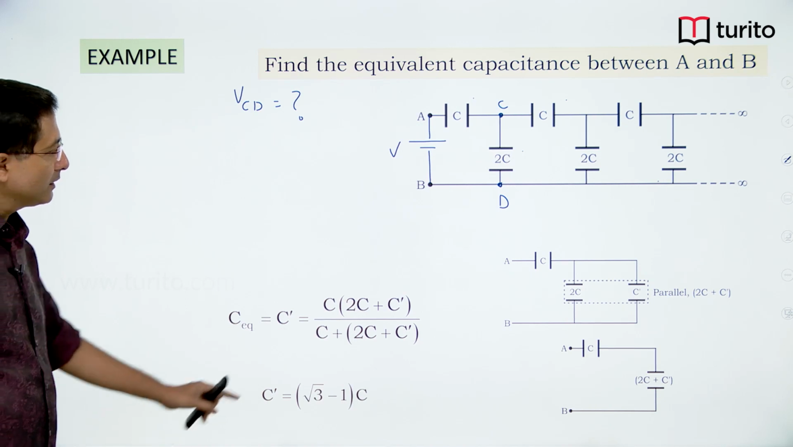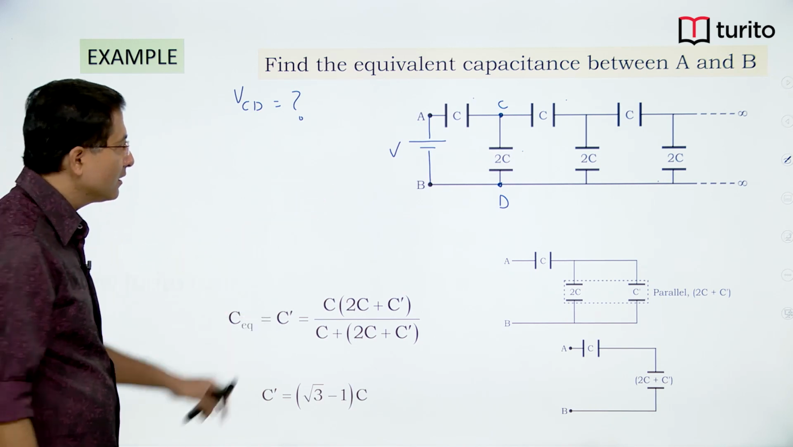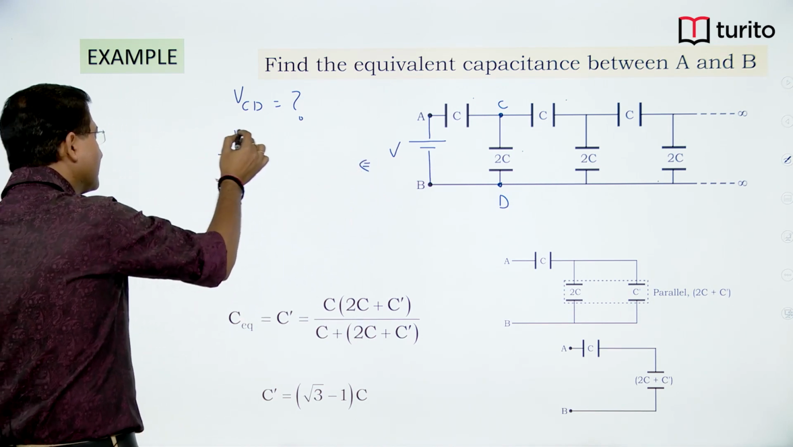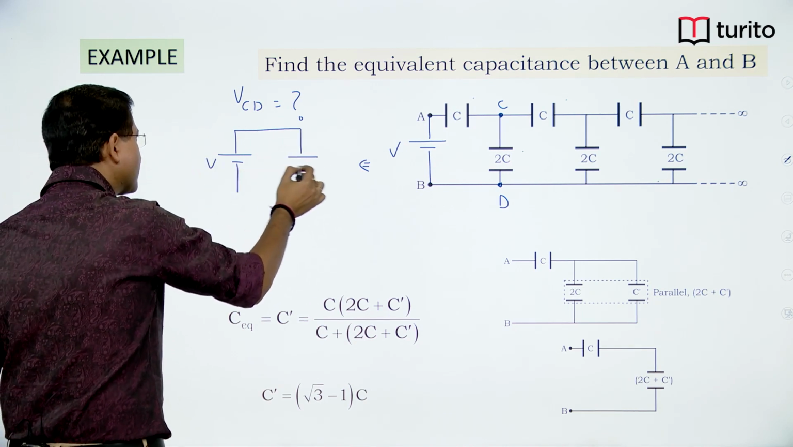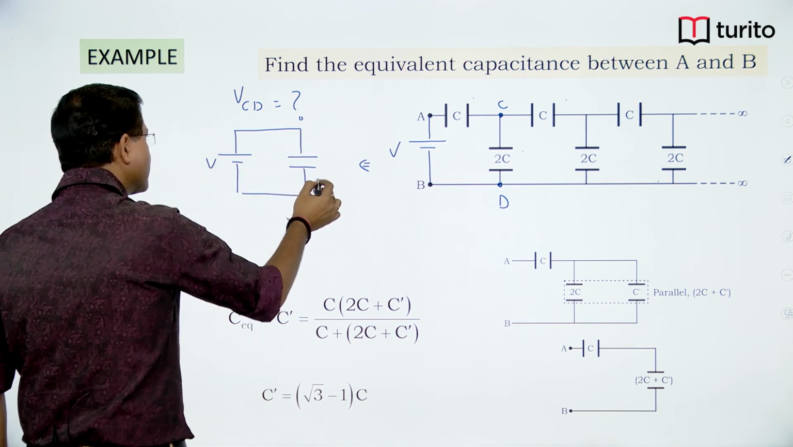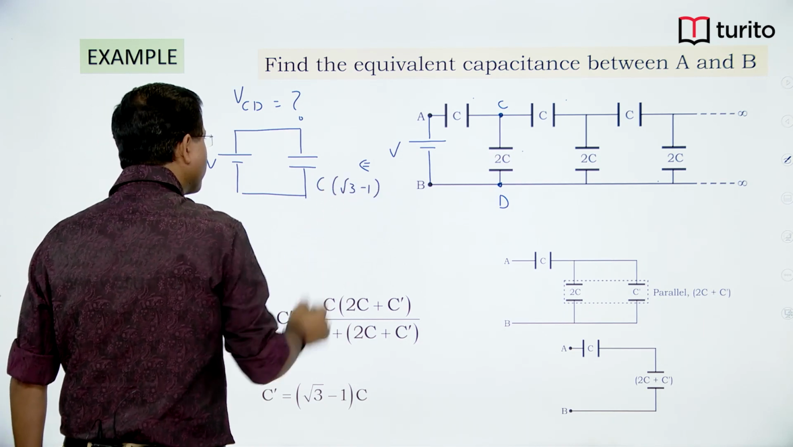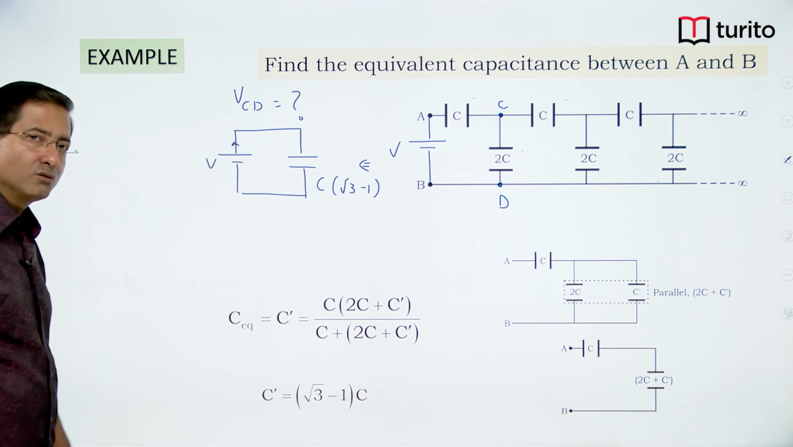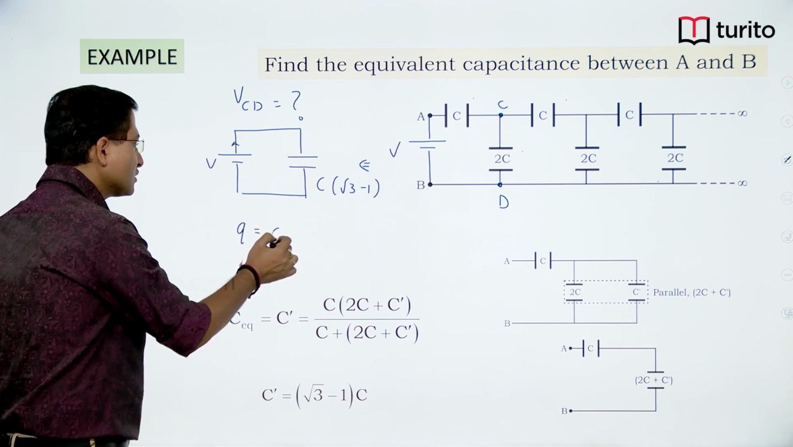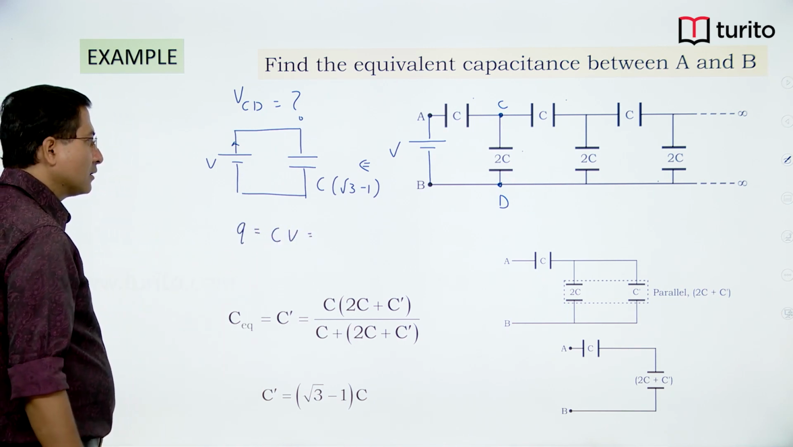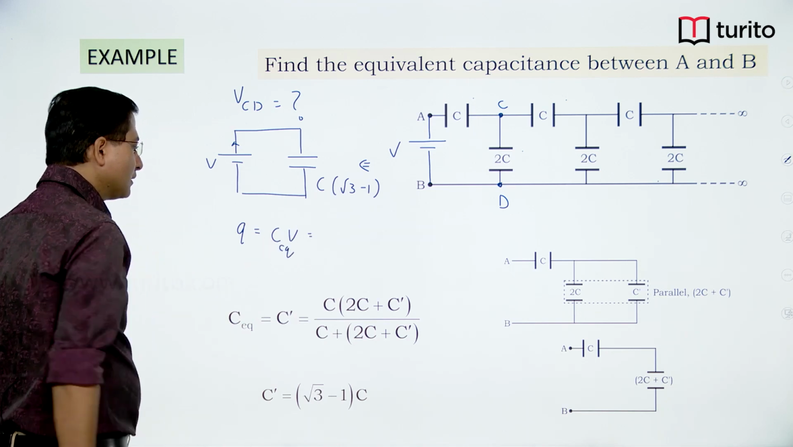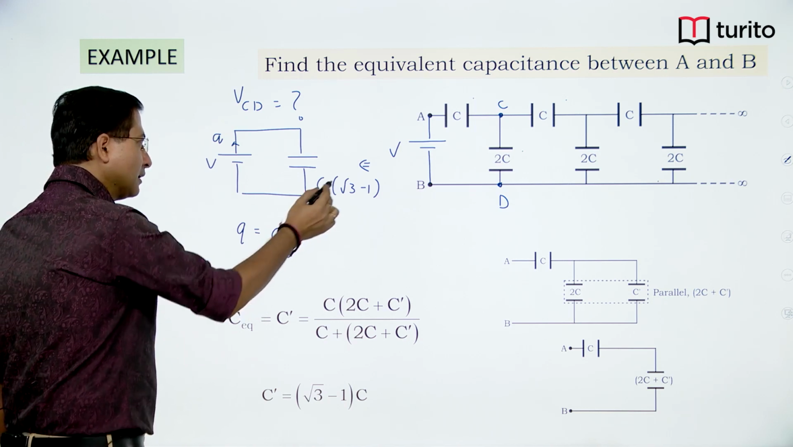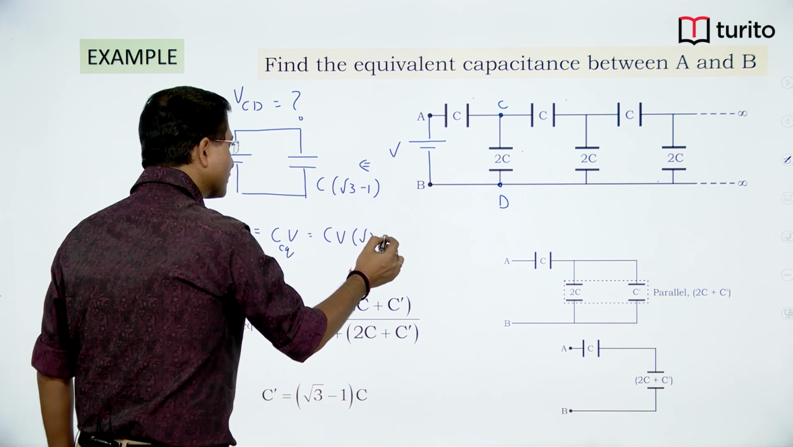So you already have the capacitance. If this is the capacitance of the whole arrangement, then I can redraw the circuit this way, that V volt battery is connected and here we have got a single capacitor whose capacitance is C in bracket root 3 minus 1. So if this is the situation, how much charge will the battery deliver? Q is equal to CV. So Q is equal to CV, right? Capacitance here is C equivalent. So the charge delivered by the battery will be C into V into root 3 minus 1.